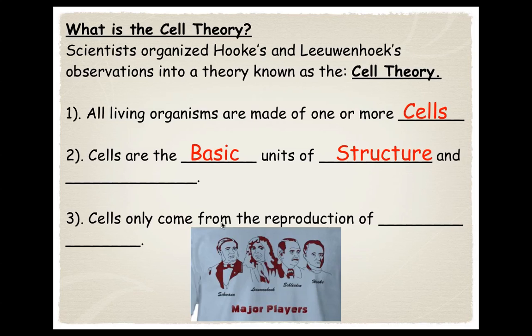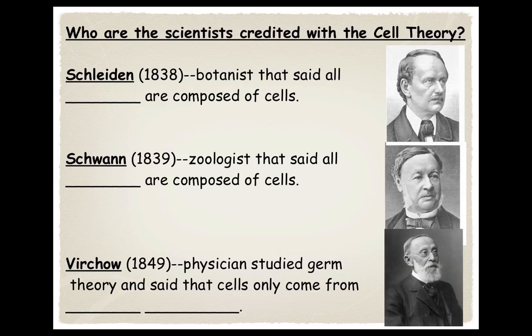Cells are the basic units of structure and function, meaning that everything builds upon a cell in the living organism world. Cells make up tissues, tissues make up organs, organs make up organ systems. So you kind of build upon the cell. And then you already learned number 3 also. Cells only come from the reproduction of existing cells. Remember, that's the theory of biogenesis, that living cells have to come from other living cells.